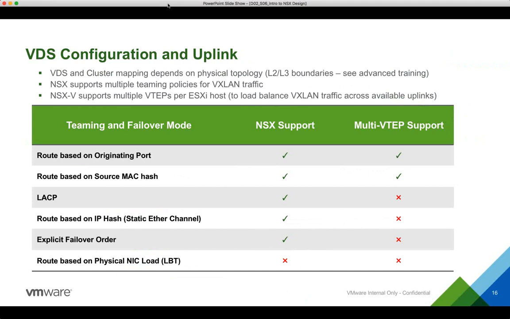Now, if you do want to do multi-VTEP, you can use originating port and source MAC hash. Those are extremely popular. So there's a giant transportation company here in my area that's doing multi-VTEP for their deployments, and they're going to be using source MAC hash for their teaming and failover mode.